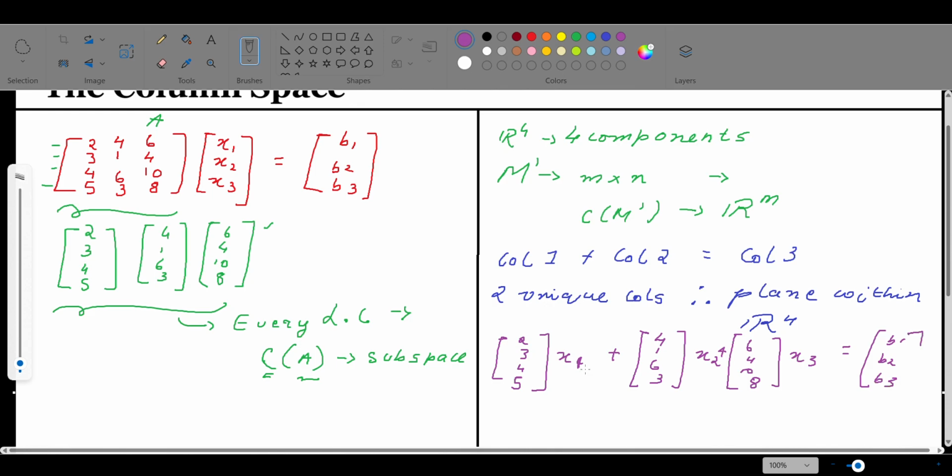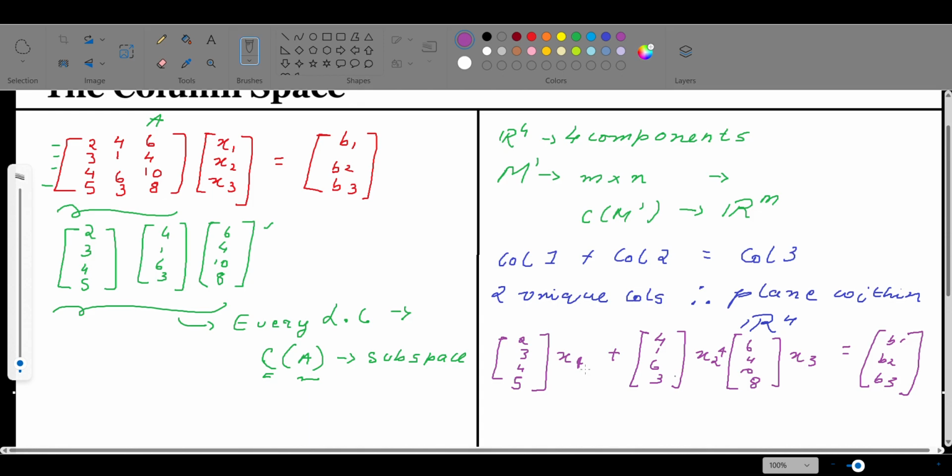Now my question to you is based on another observation. If you notice over here, there are four equations. 2x1 plus 4x2 plus 6x3. Then the second equation is 3x1 plus x2 plus 4x3, and so on. But there are only three variables. This means that either these equations have no solution, so there are no values for x1, x2, x3 that satisfy all four equations, or there could be a solution.